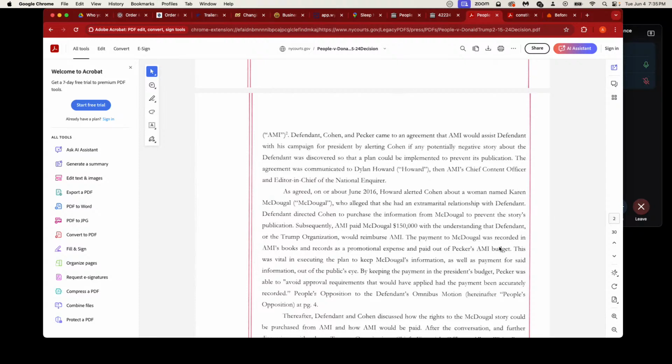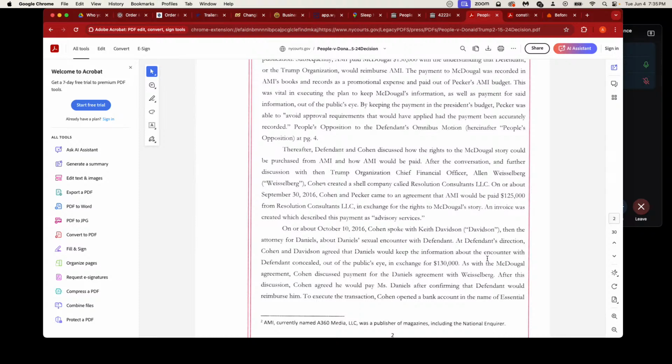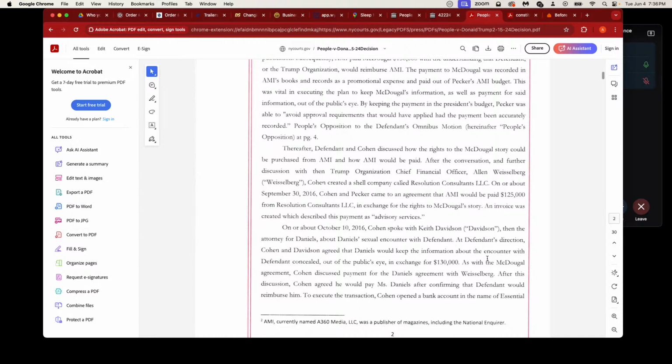People's opposition to defendants' omnibus motion hearing, page 4. Thereafter, defendant and Cohen discuss how the rights to the McDougal story could be purchased from AMI and how AMI would be paid. After the conversation and further discussion within the Trump Organization, Chief Financial Officer Alan Weisselberg, Cohen created a shell company called Resolution Consultants LLC. That's a fitting name, Resolution Consultants.